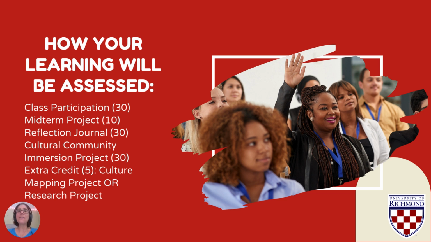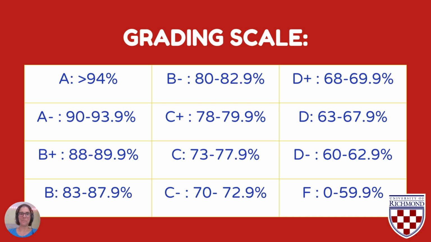And then there's always opportunity for extra credit, where you can work with another partner or two people on a cultural mapping project, or you might do an individual research project. This is if you want to do some extra credit. Perhaps you had some problems with participation, or you were not happy with some of the grades you were getting, or you just want to do extra work and learn, and that's okay.